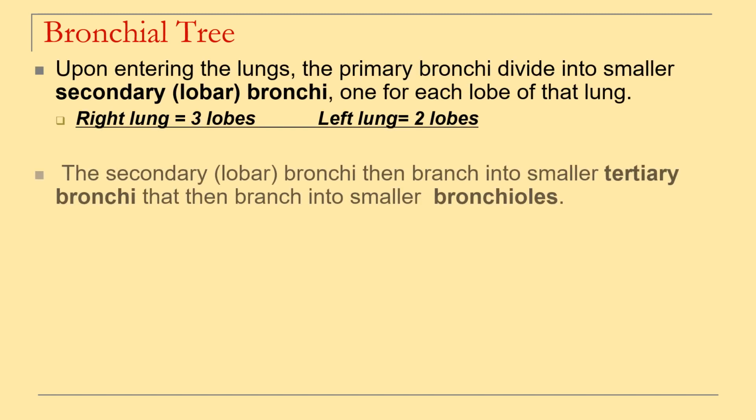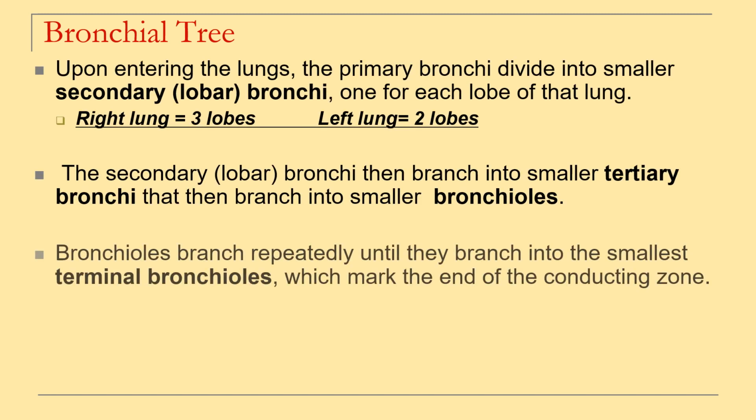So upon entering the lungs, our primary bronchi split into my secondary bronchi. Our secondary bronchi we also call lobar bronchi because each lobe of the lung gets its own secondary bronchi. So we go primary into secondary, and the secondary leads into each individual lobe of the lungs. But my lungs are not created equal. On the right side, I've got 3 lobes. On the left side, I only have 2 lobes.